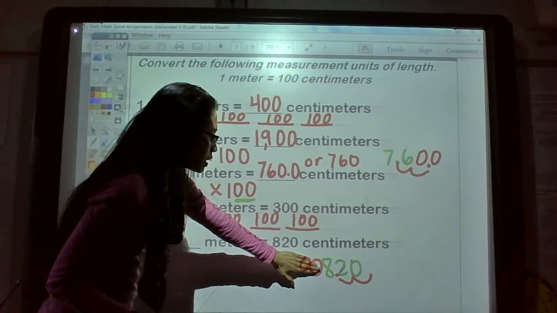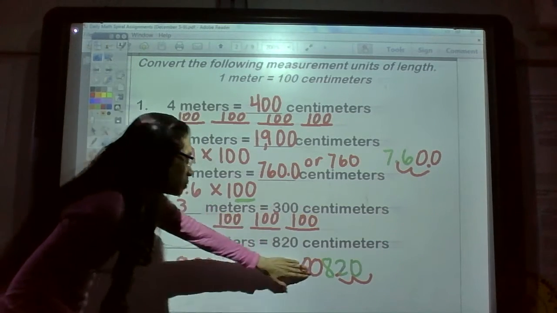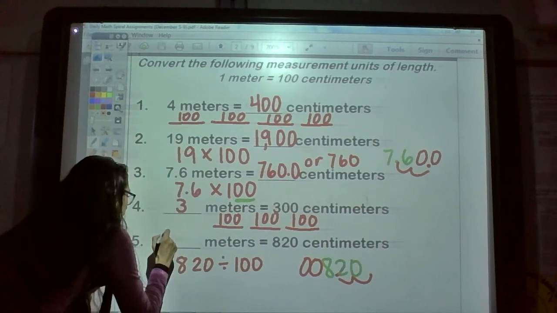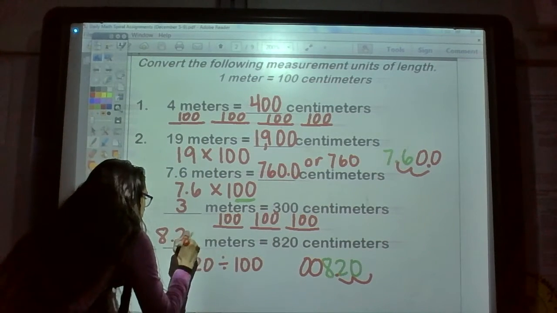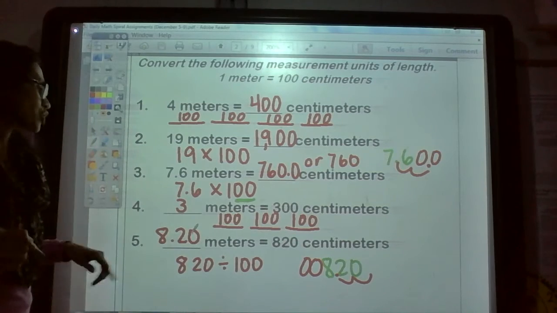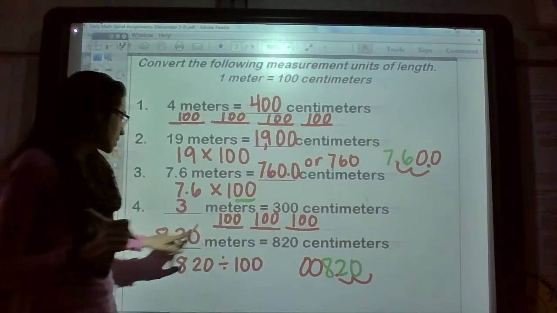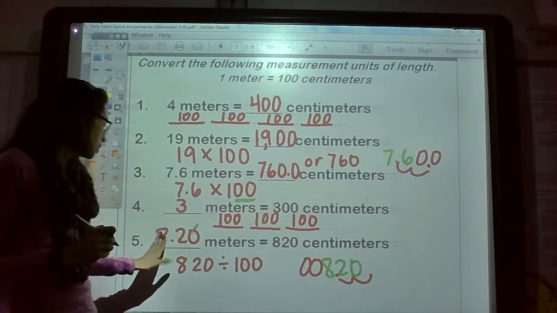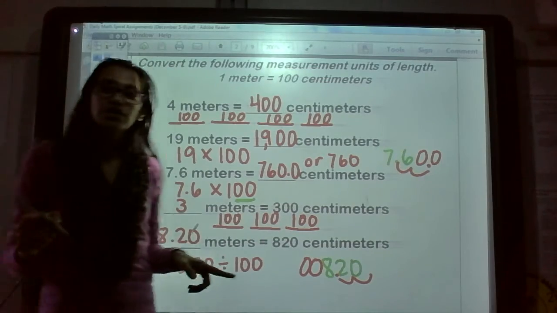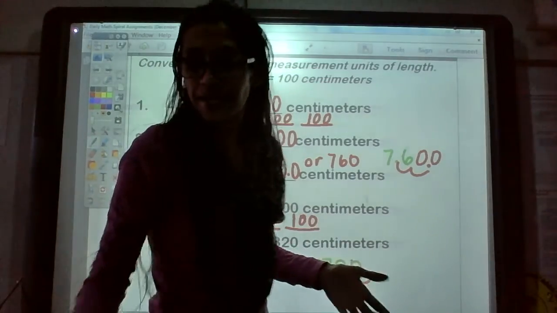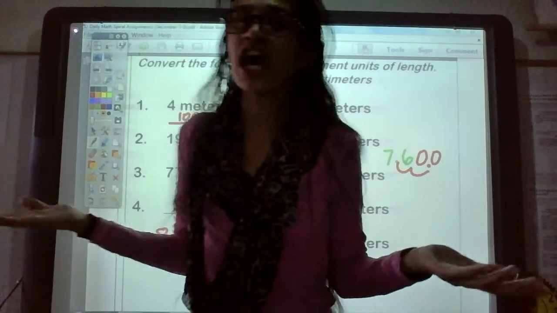When we write that, I don't have to write these zeros because that's just an 8. 8 and 20 hundredths. And look, it's the same thing. 800 and the 20 hundredths left, okay? All right, now we are done with that one.